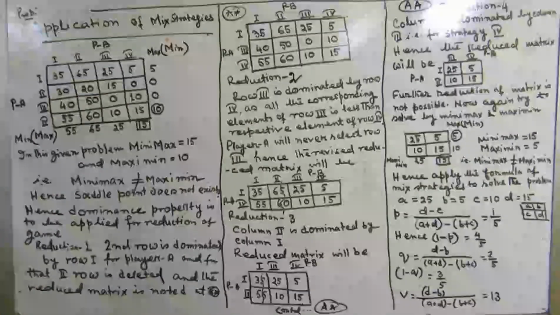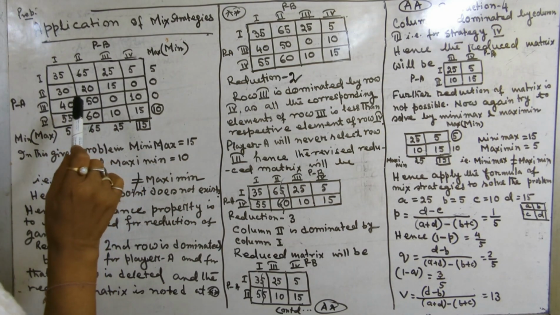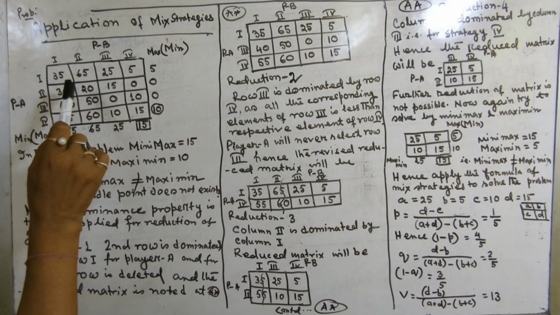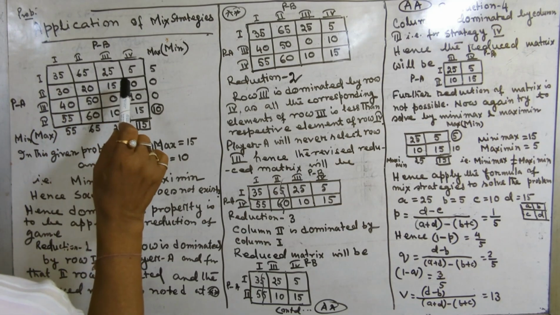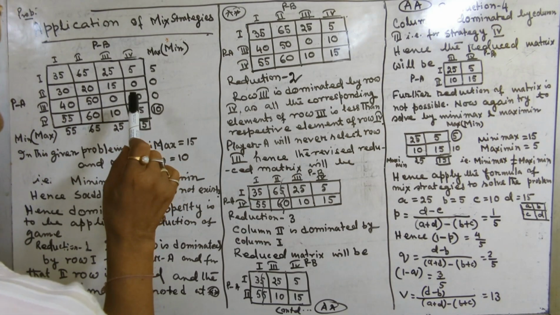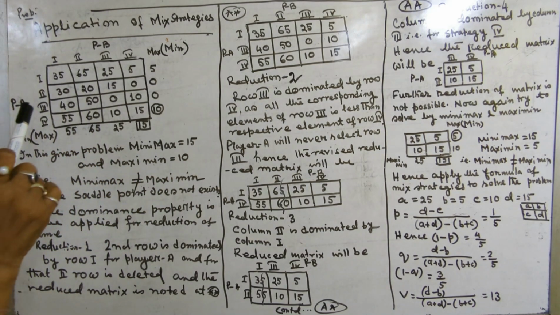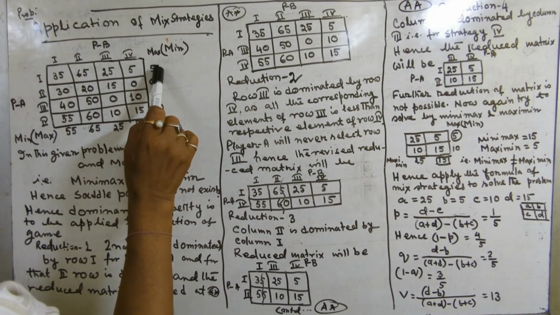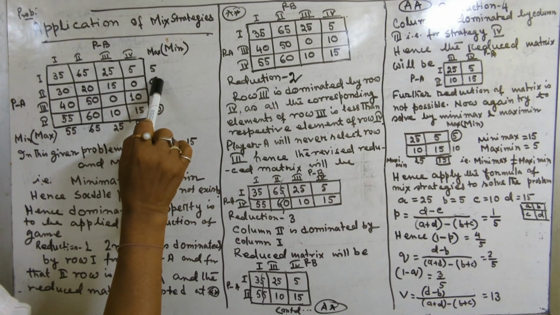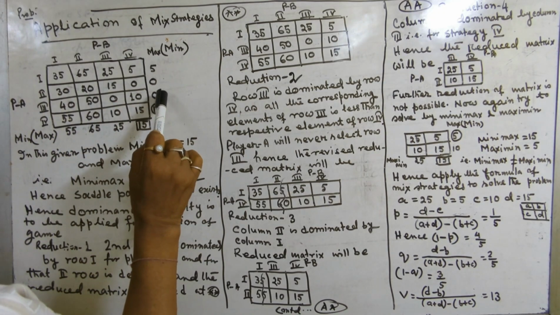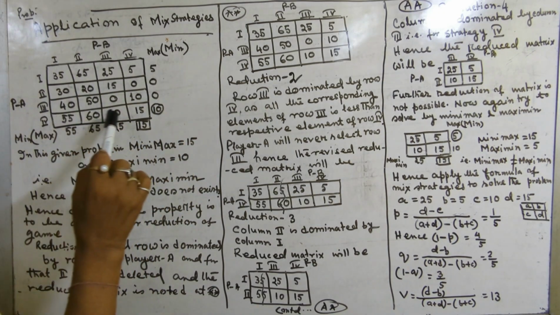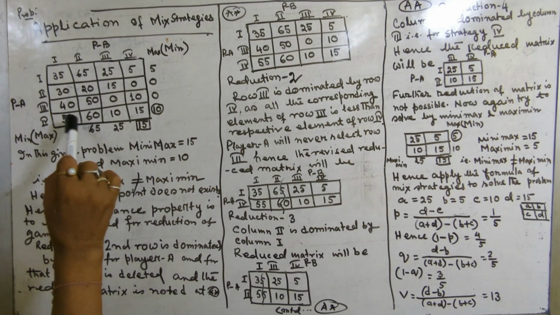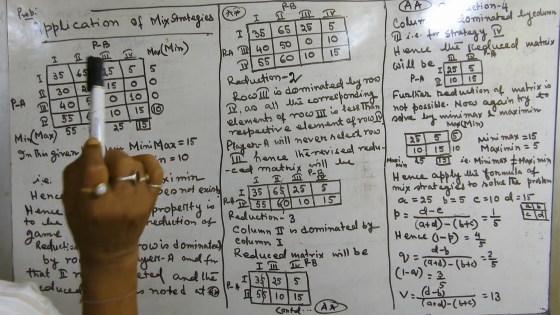How will you proceed? Always first try with the help of the minimax and maximin criteria or tools. In this problem, I am not going to repeat it in detail because we have already solved minimax-maximin problems previously. However, I am just discussing it briefly. For the first row, the minimum element is 5. For the second row, the minimum element is 0. For the third row, the minimum element is 0. For the fourth row, the minimum element is 10, because out of 55, 60, 10 and 15, 10 is the lowest one.